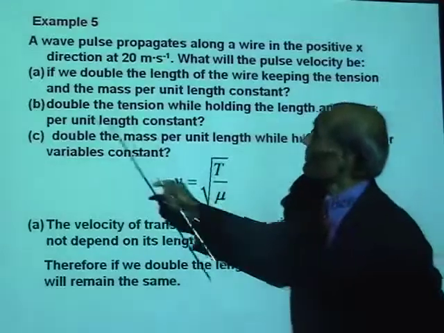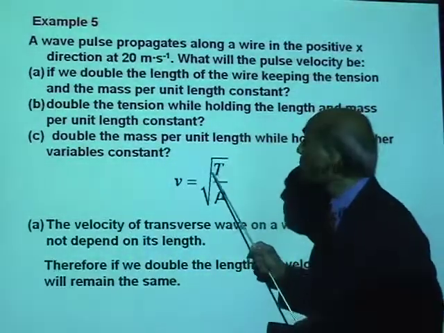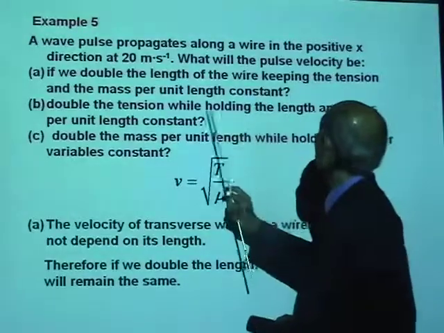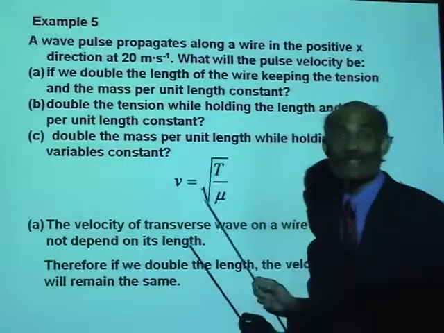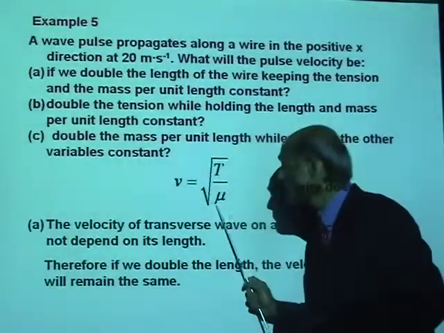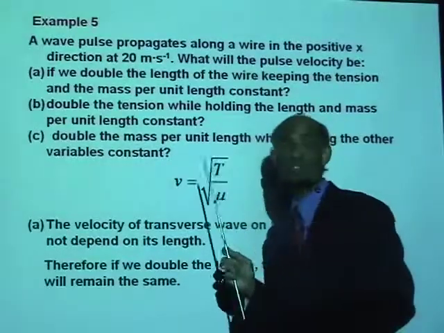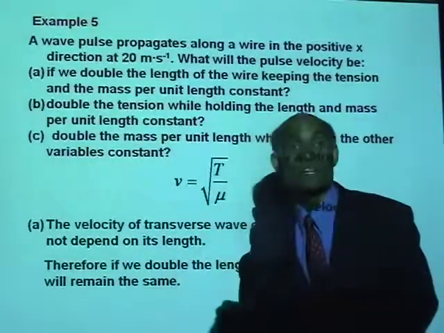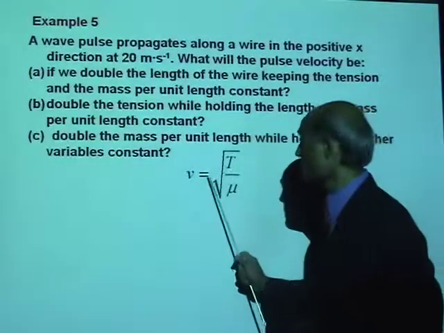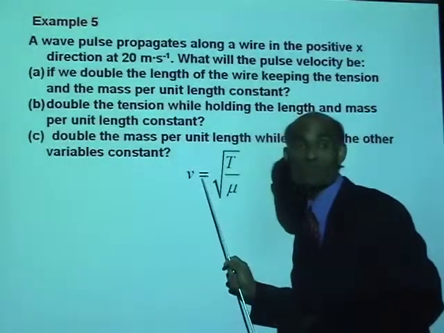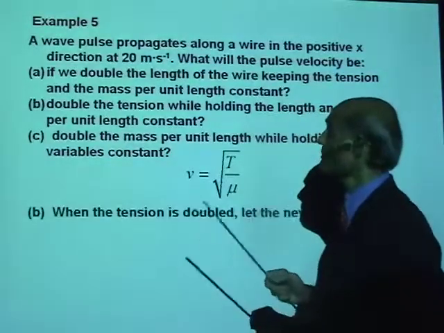Okay, now what's the B part? Double the tension. You double the tension while holding the length and mass per unit length a constant. You keep the value of mu a constant and double the tension. What will be the speed now? Alright, we start by using the same equation. V equal to square root of T over mu.